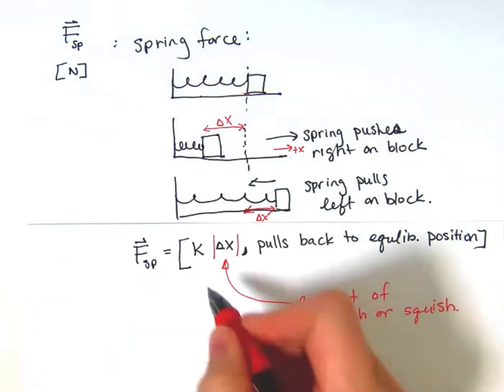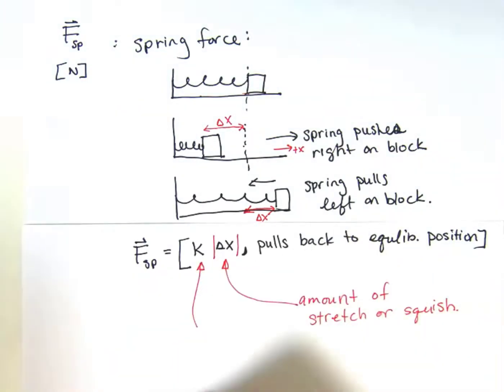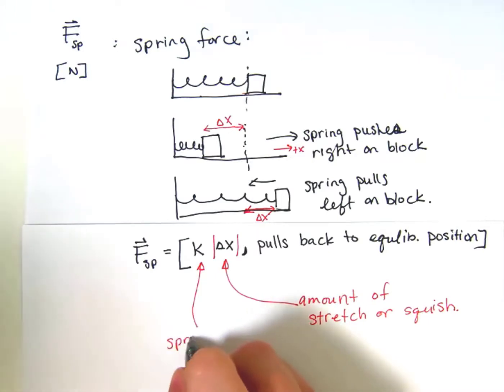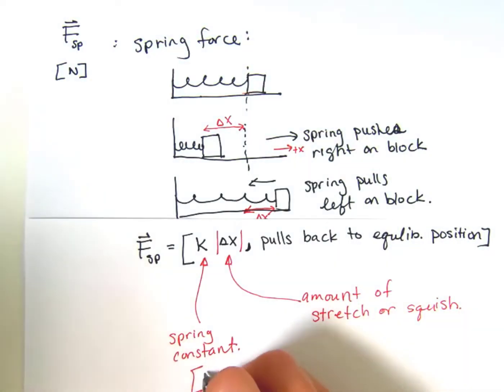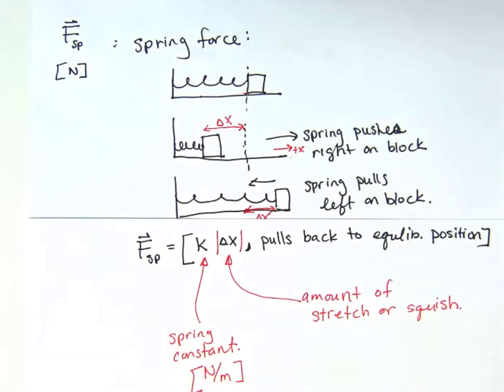And k here is going to be the spring constant. The spring constant is just a positive value that you plug in that describes the spring. Is it a spring that's easy to squish, or is it a spring that's hard to squish? Usually it'll be given to you, but its units will be newtons per meter. And you can think of it, for a certain spring, as how many newtons it would take to stretch it 1 meter.